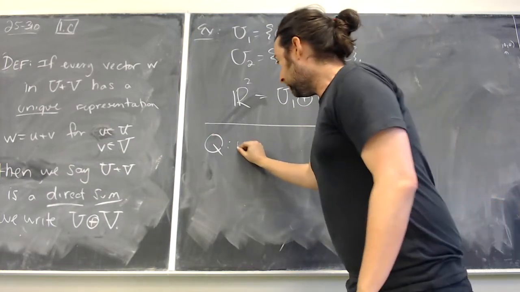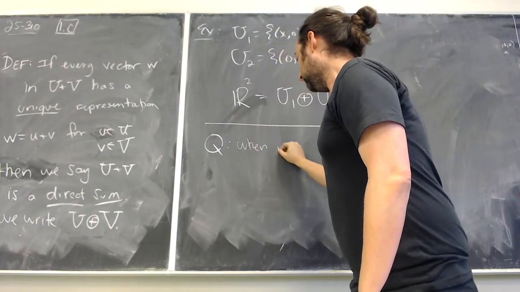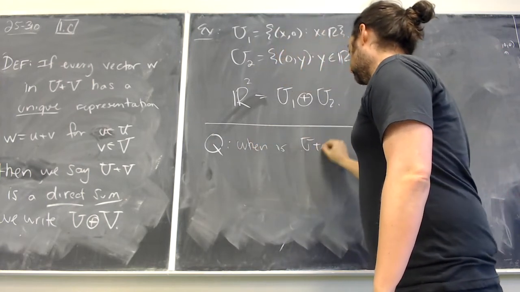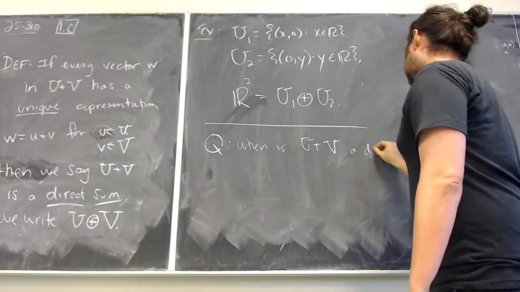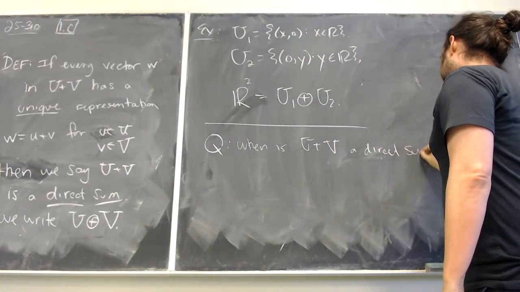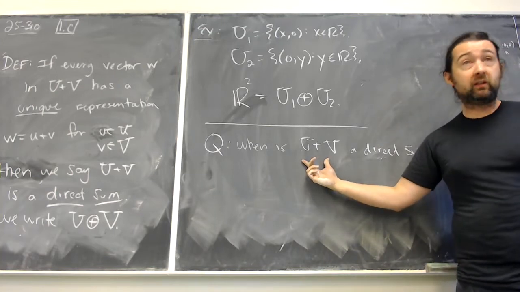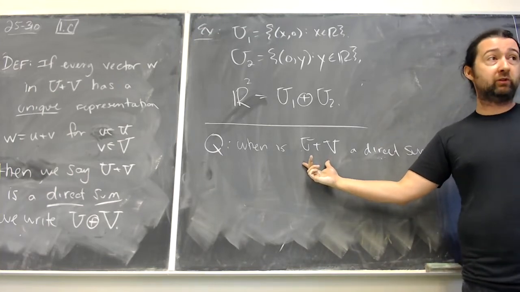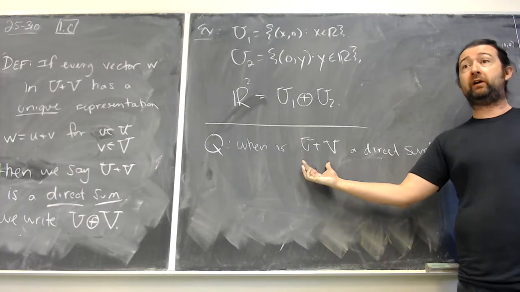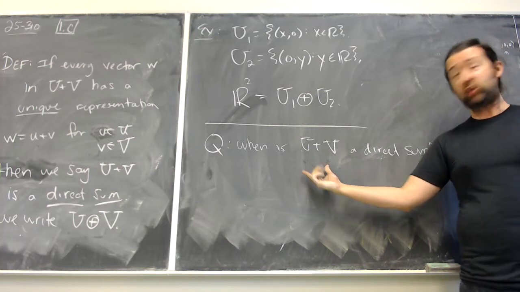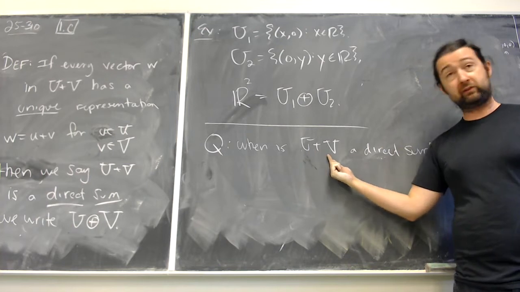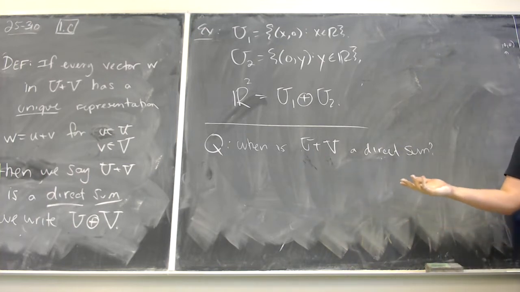Now our question is, when is U plus V a direct sum? I don't want to have to check that every single element in here is a unique combination of things from U and V. That would take forever and basically be impossible in any abstract setting. Check every single vector U plus every single vector V to see if they're all unique.